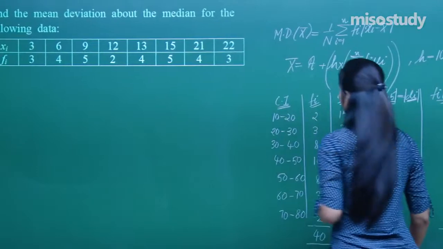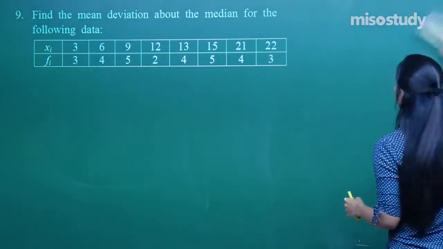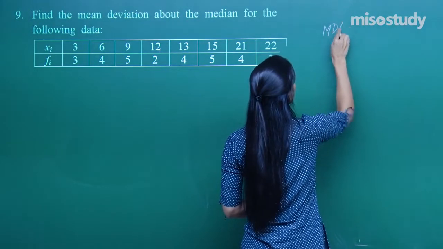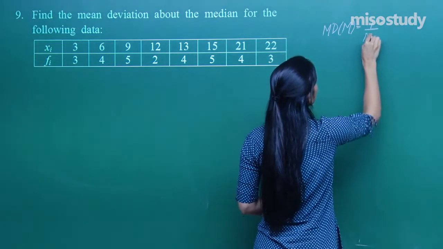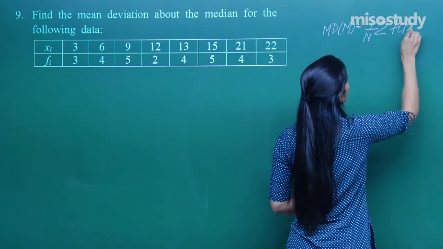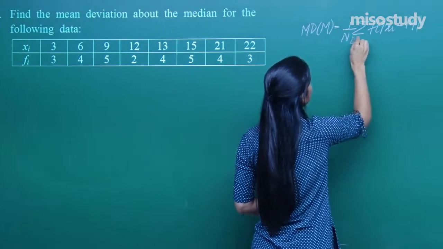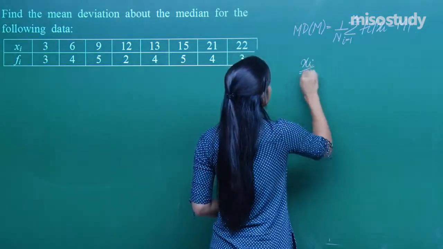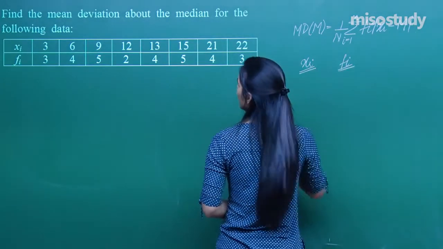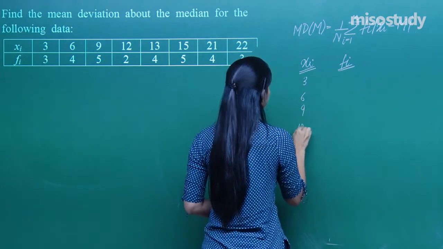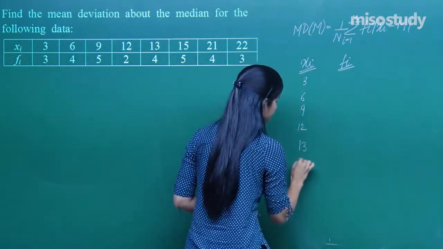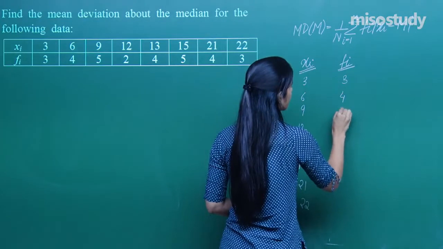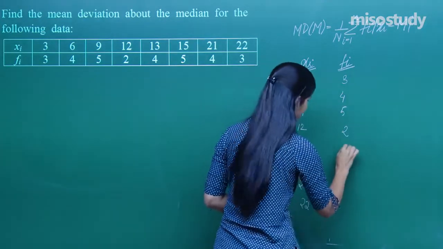Next we have: find the mean deviation about median for the following data. So now the data is of discrete frequency distribution. Again I know that mean deviation about median is given by the same formula, 1 by capital N summation fi mod of xi minus capital M this time, where capital M is representing the median. Clear? So if we need to calculate the median for a discrete frequency distribution, I know what I need to do. I have 3, 6, 9, 12, 13, 15, 21 and 22, and fi's are 3, 4, 5, 2, 4, 5, 4, 3.